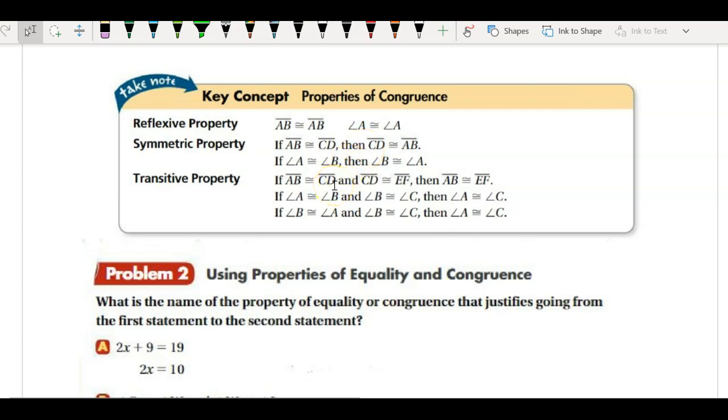And the transitive property. Once again, that's similar to the law of syllogism. If segment AB is congruent to segment CD, and segment CD is congruent to segment EF, then we know that segment AB is congruent to segment EF.